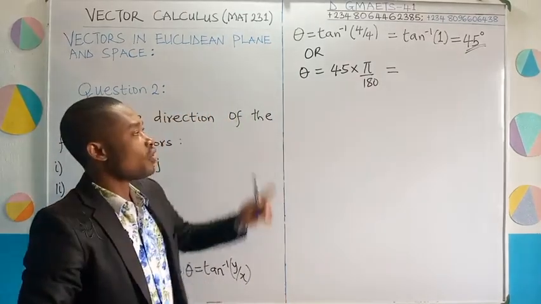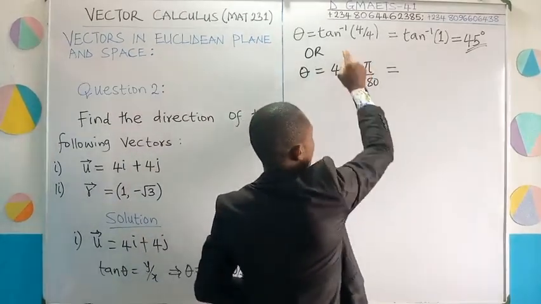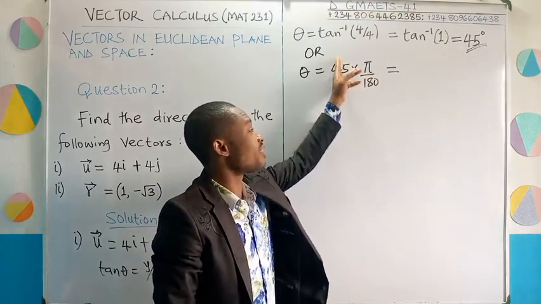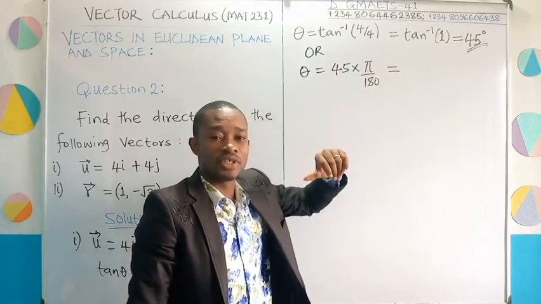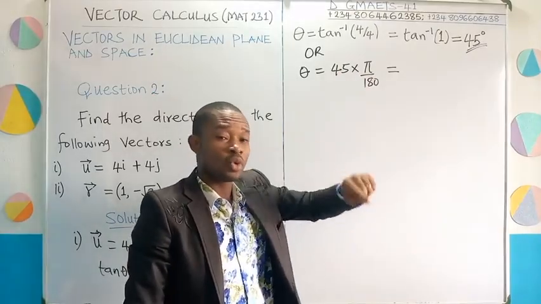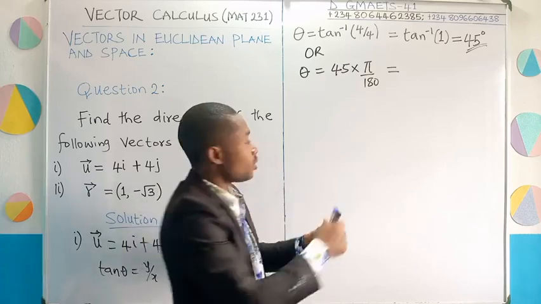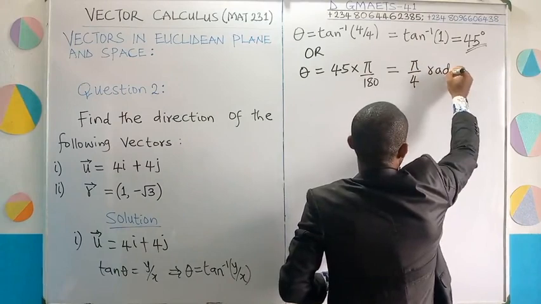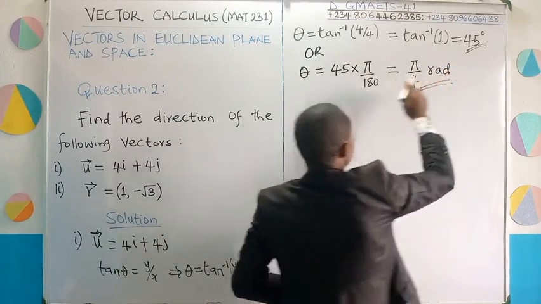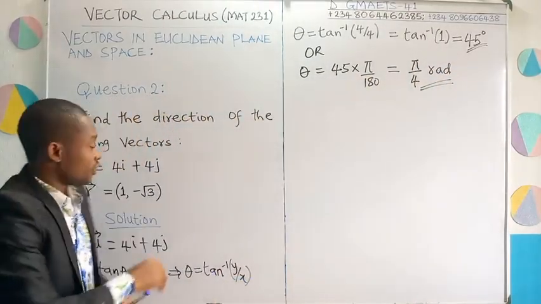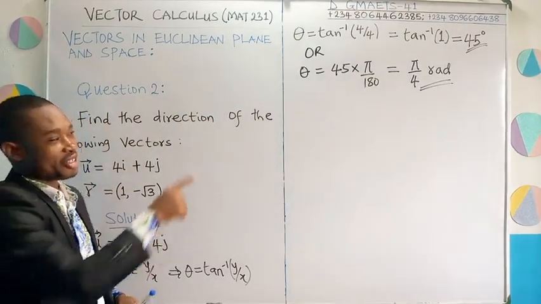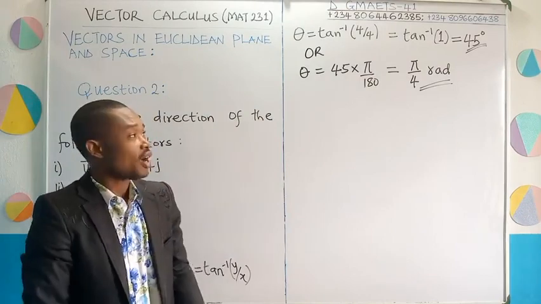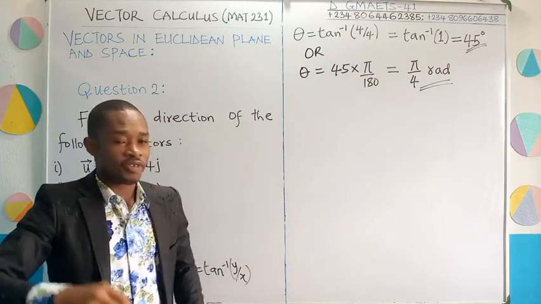Is that okay? If you work this out, 5 can divide this, it will give us 9. If 5 goes into 180, it gives us 36. So you have 9 over 36, and 9 over 36 can still reduce. 9 divided by 9 gives you 1, and 36 divided by 9 gives you 4. So this is the same as pi over 4 radian. Is that okay? This is also another answer for the direction of this vector. Take note. I'll show you how to do the conversion from degree to radian. If you want to convert from radian to degree, you have to multiply by 180 over pi.